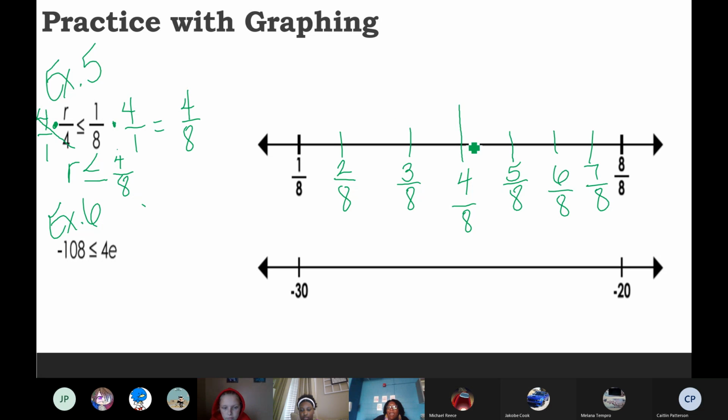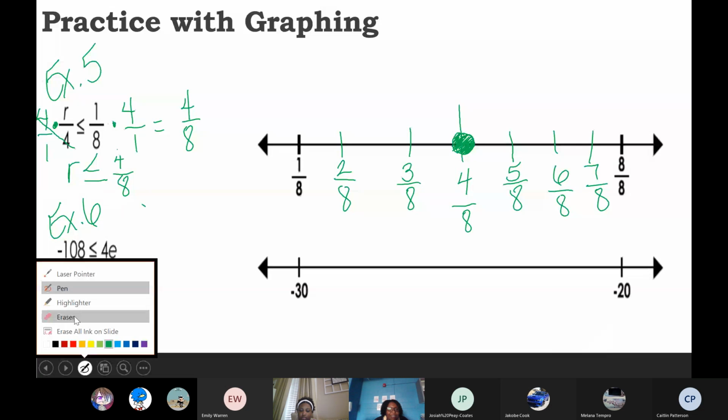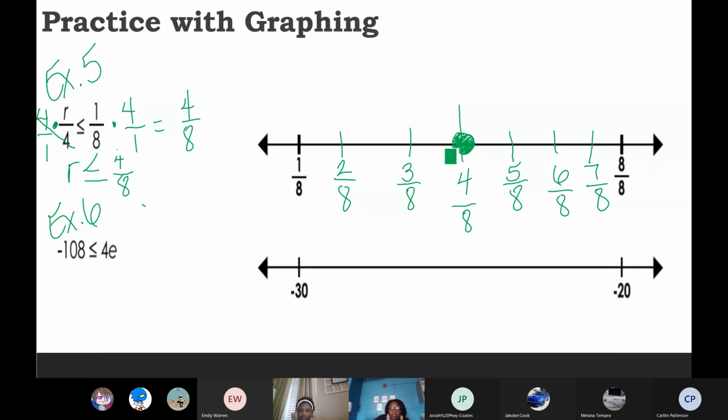So over 4/8, am I going to draw an open dot or a colored in dot? It's actually going to be colored in. Remember the equals in less than or equal to. It's going to be colored in. And anything that is less than 4/8, I'm going to shade in that direction. That's what r would be.